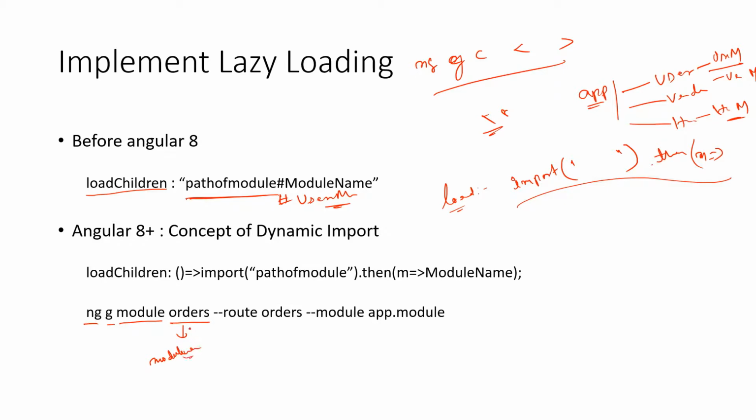Suppose I want to create a module with the name vendor, then I will provide vendor in the place of the module name. Then I have to define the route flag, and after that the route name, by which this vendor module will be called. After that I have to define the module flag, and then the module name with which this route will be associated. So this is the complete syntax to create a lazy loading module through the Angular CLI.